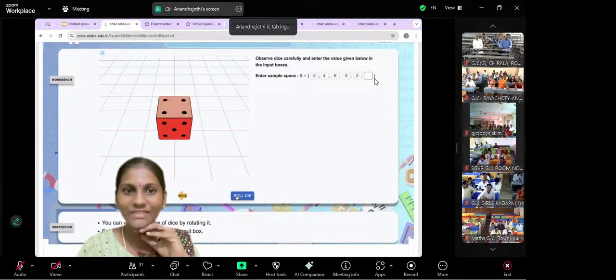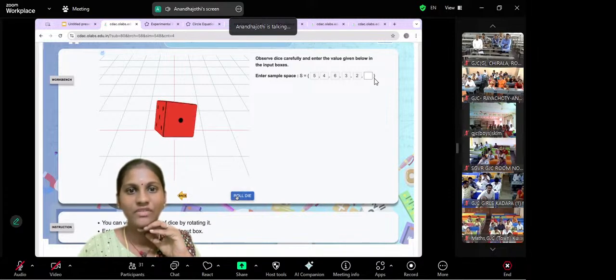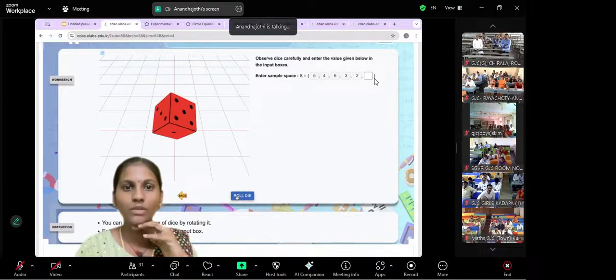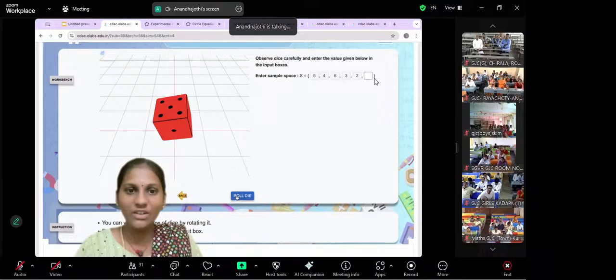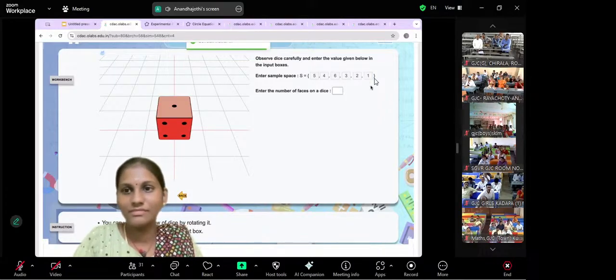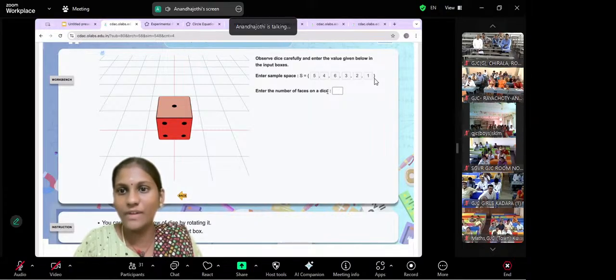4, we already have that. Again 4, 6, 5, 6, 5, 2, 3, 2. So I'm eagerly waiting for 1. Oh, finally I get it. So finally 1. Enter the number of faces in a dice.